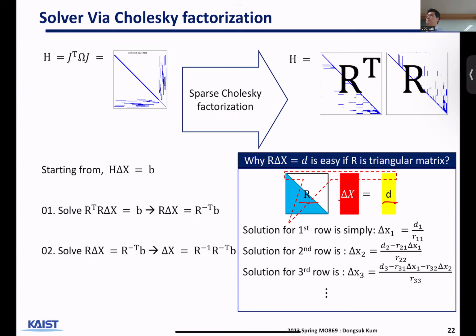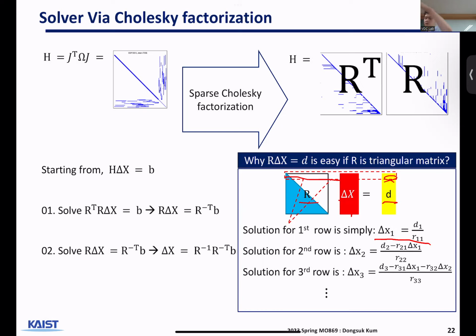For instance, if you have a triangular matrix, we are trying to compute del X, where D and R are given, then you need to solve for del X. So you're supposed to take the inverse of R, right? R inverse, and we can solve that. When you solve this numerically, we can do it pretty easily. For instance, we can solve for the first row first, which is del X1, which is D1 divided by R11.